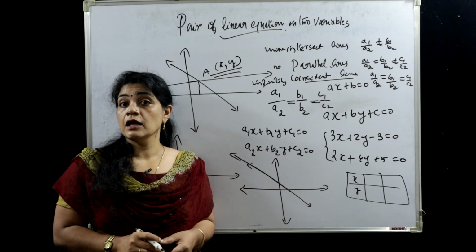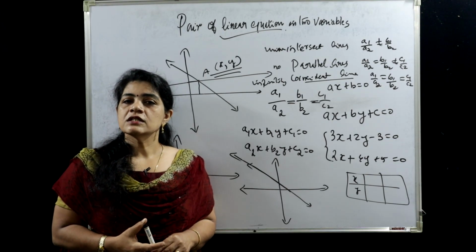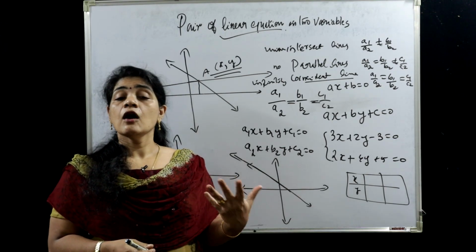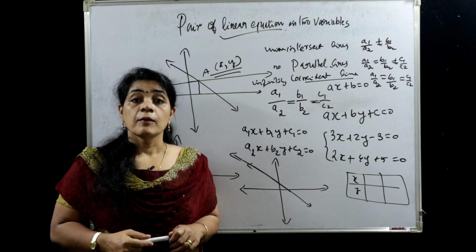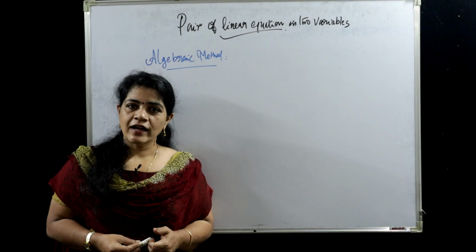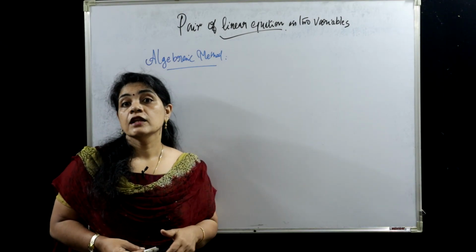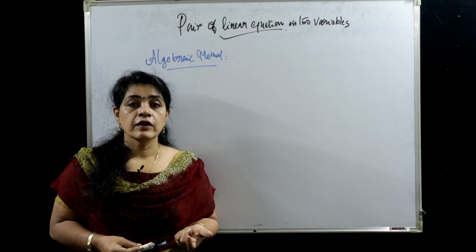That means if a1/a2 equals b1/b2 and is also equal to c1/c2. So this is the main content of the graphical representation of a pair of linear equations in two variables. For finding the values of x and y, that is, the solution of the pair of linear equations in two variables, we have two methods.